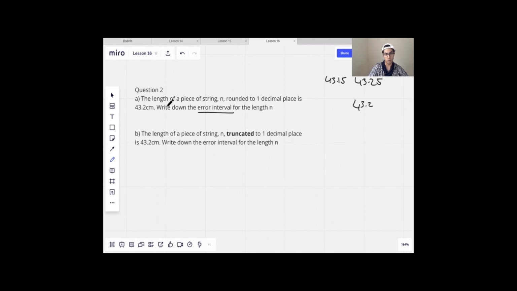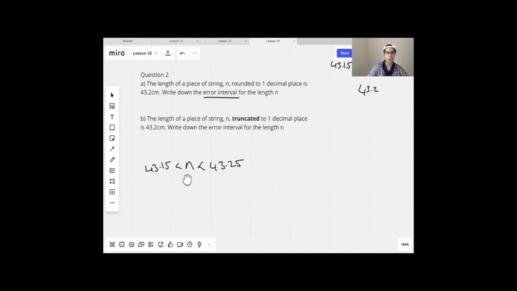So the question is: the length of a piece of string n, rounded to 1 decimal place, is 43.2. Write down the error interval for the length of n. So we can say n could have been anything up to 43.25, or anything as small as 43.15. And so when we round it to 1 dp, n will then be 43.2, and this is why there's an error there.